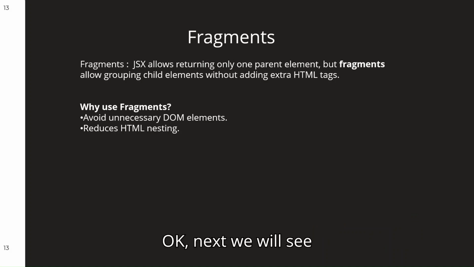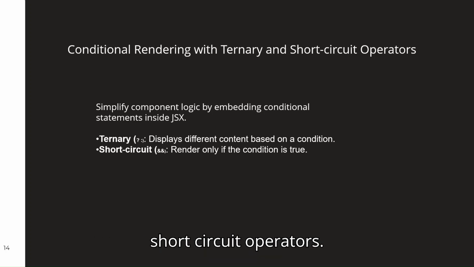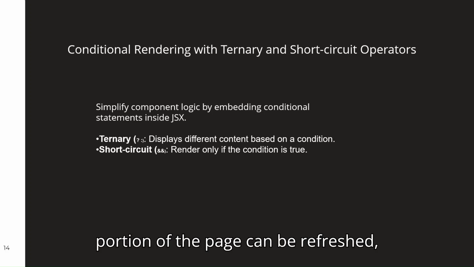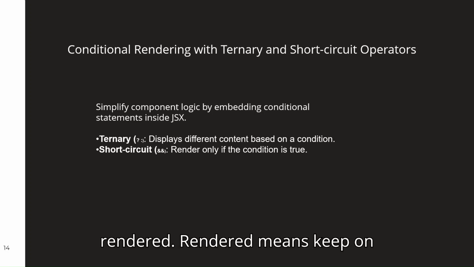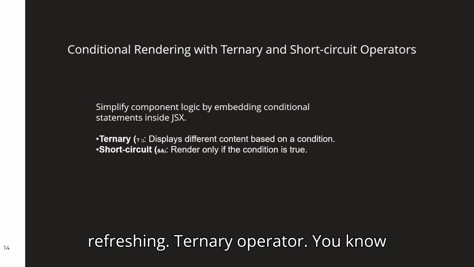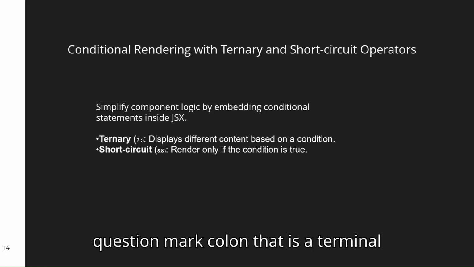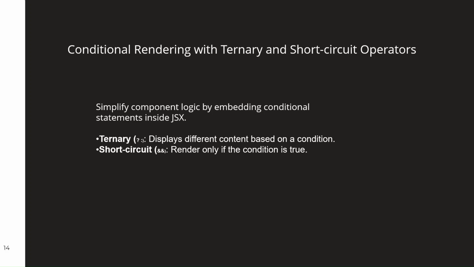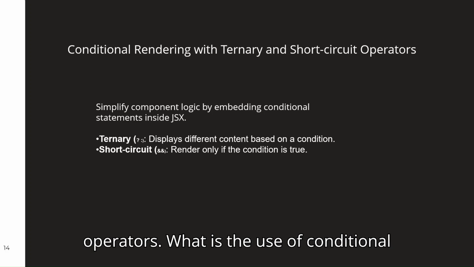Okay, next we'll see conditional rendering with ternary and short circuit operators. Conditional rendering is nothing but refreshing a portion of the page. So each time a page can be rendered. Rendered means keep on refreshing. The ternary operator is nothing but a question mark and colon. And then we have the short circuit operators, like double ampersand and double pipe symbol. That is called short circuiting operators.